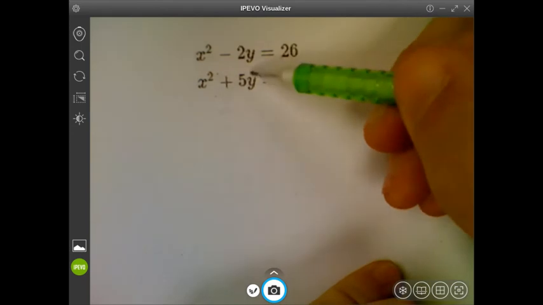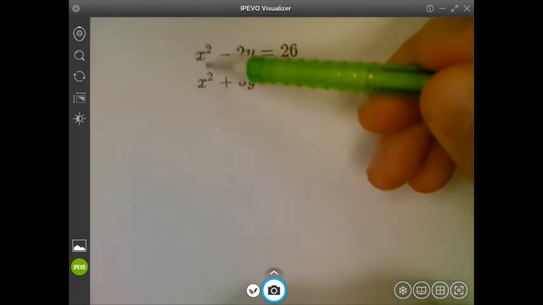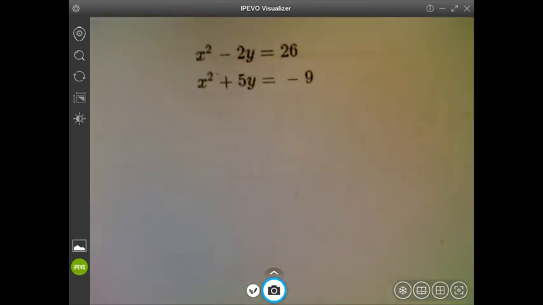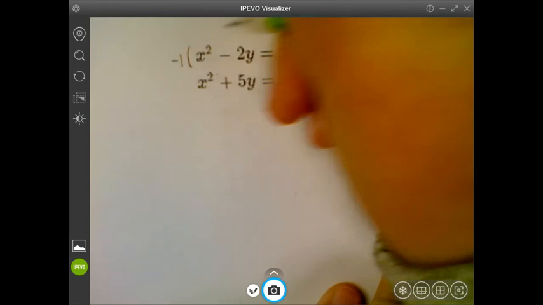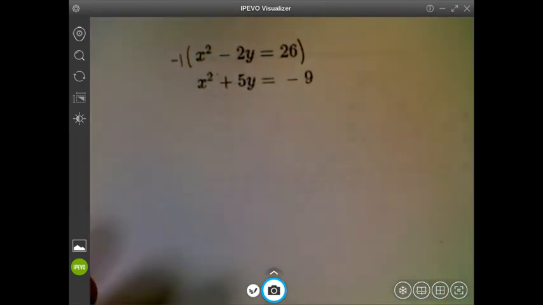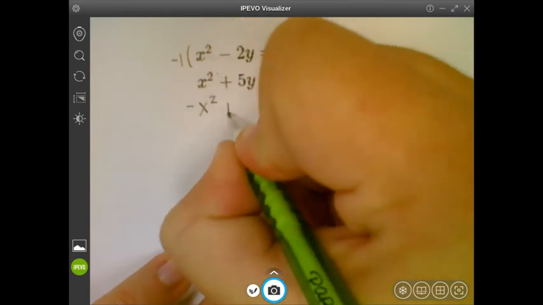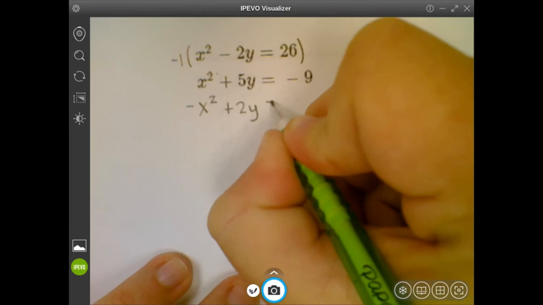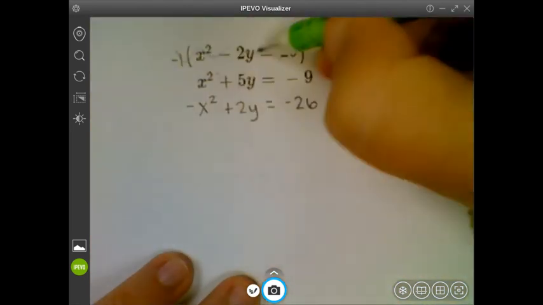Because they're set up really nicely like this, elimination is probably going to be your best bet. And you can either eliminate the x squareds or you can eliminate the y. It's up to you. I think eliminating the x squareds would work out well. So in order to do that, you do have to change the sign of everything in one of the equations. So I'm just going to change the first equation, and I'm just going to rewrite that. So that would be a negative x squared, a plus 2y, and a negative 26. So that's that first equation.